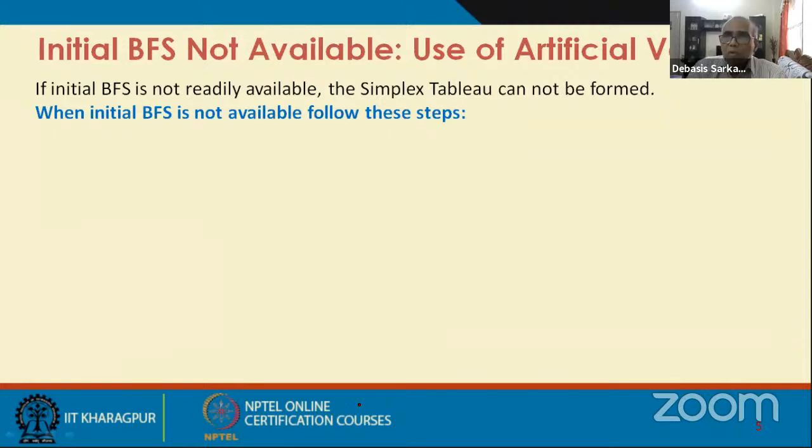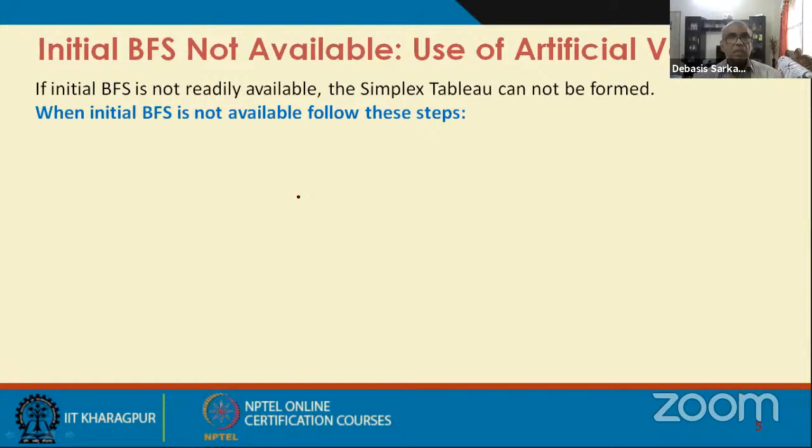Now the problem happens when the basic feasible solution is not readily available. You have seen that we express the linear programming problem in standard form, so you have a canonical form, and in most of the cases you have a ready-made basic feasible solution to start the simplex method. But the simplex method will not start until and unless you have an initial basic feasible solution.